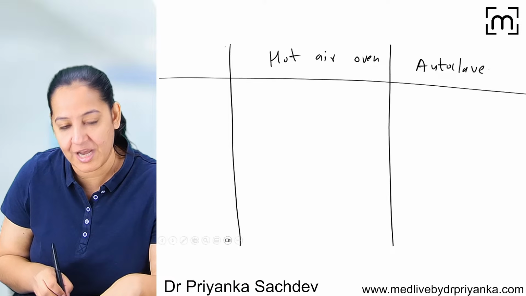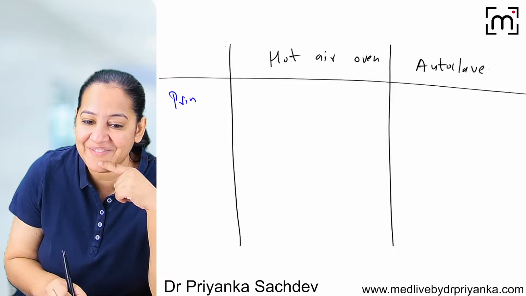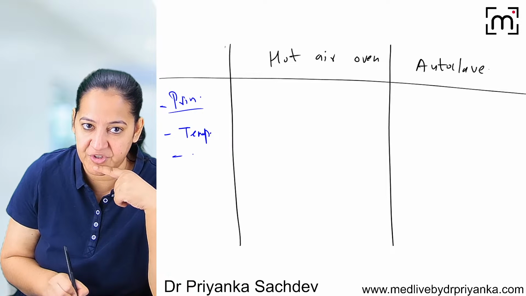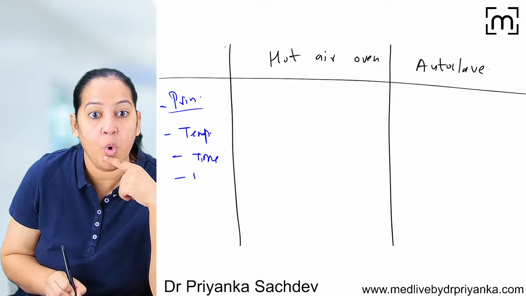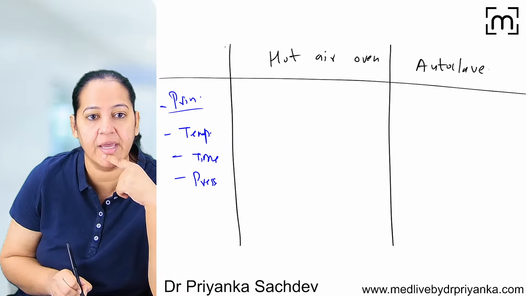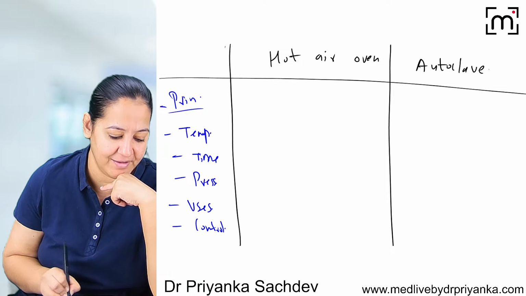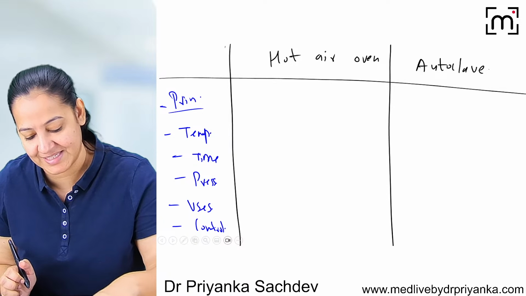Now first you tell me the principle of each of them. Number 2, you tell me the temperature in each of them, holding temperature, holding time, holding pressure in each of them. Then you tell me the uses of each of them and the control of each of them. Who will tell me? Start saying. Quick, fast.